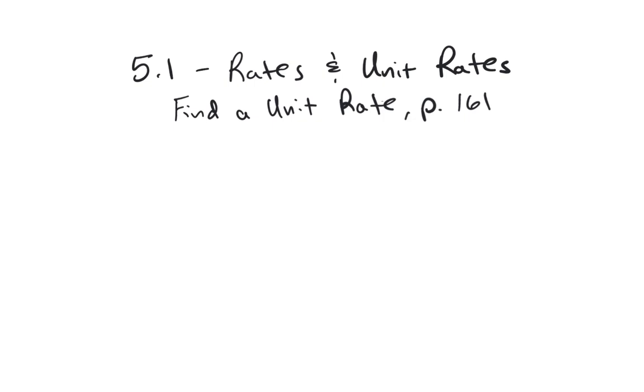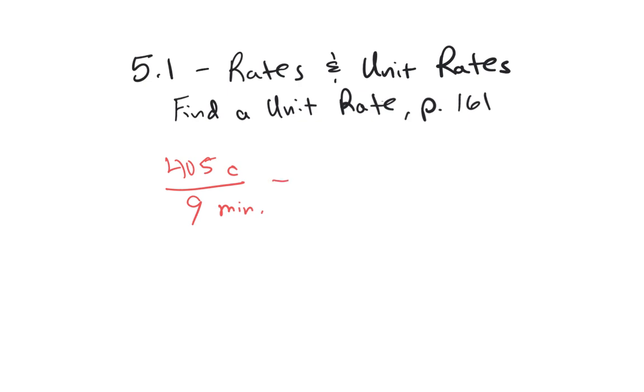So a photocopy machine can print 405 copies in 9 minutes. What is the rate at which the machine prints copies? So I have to get it down to 1, something to 1. And I'm starting with 405 copies over 9 minutes.